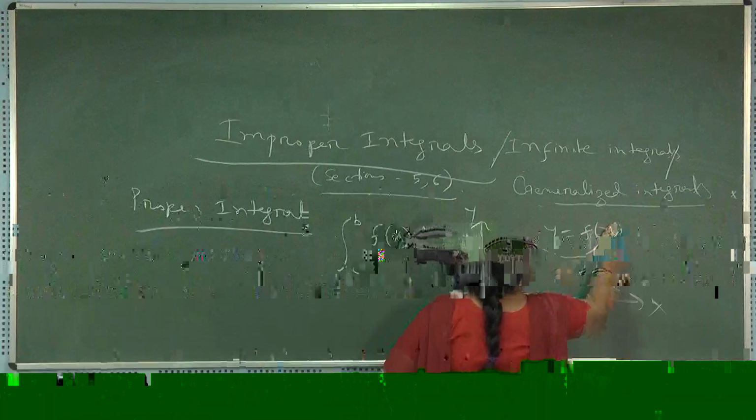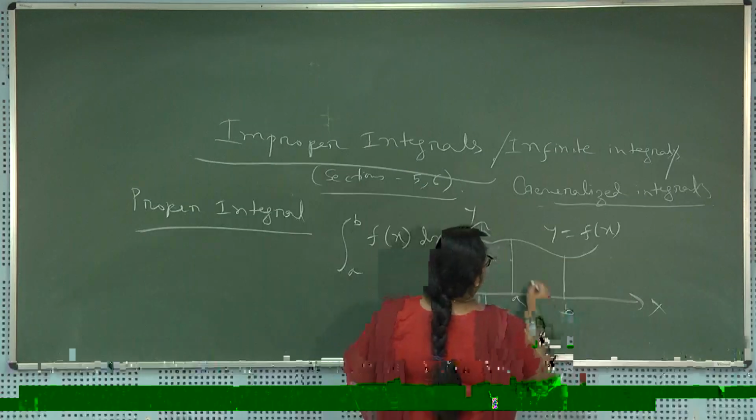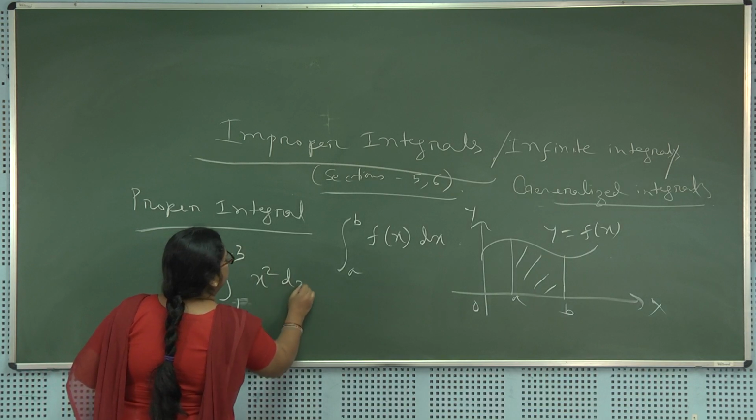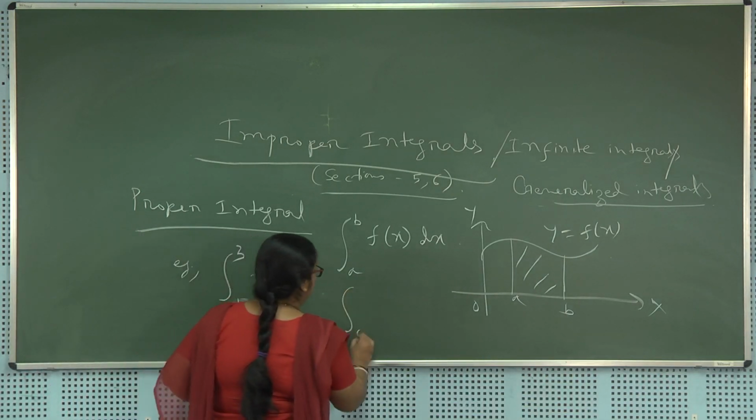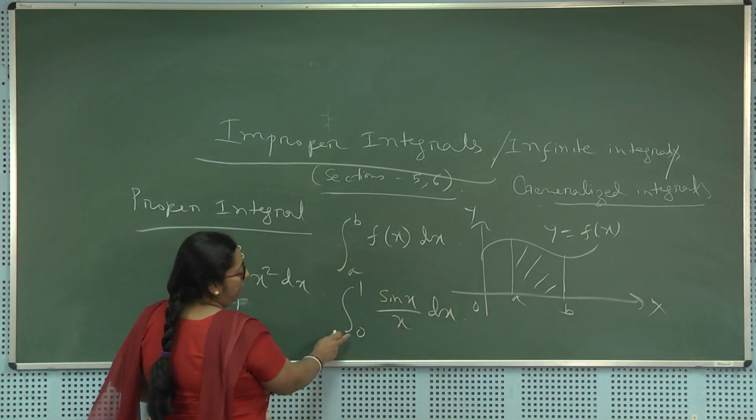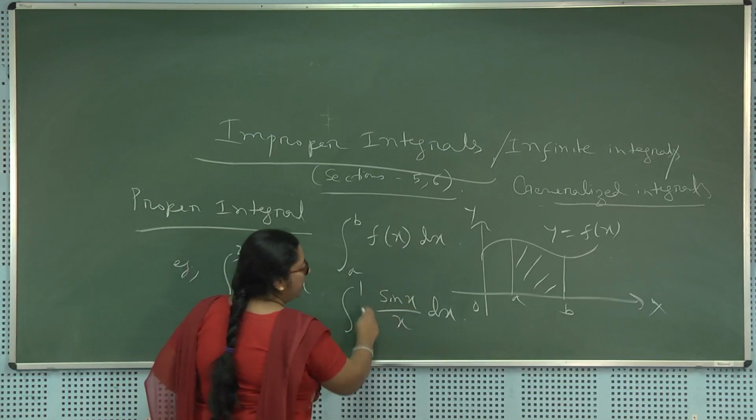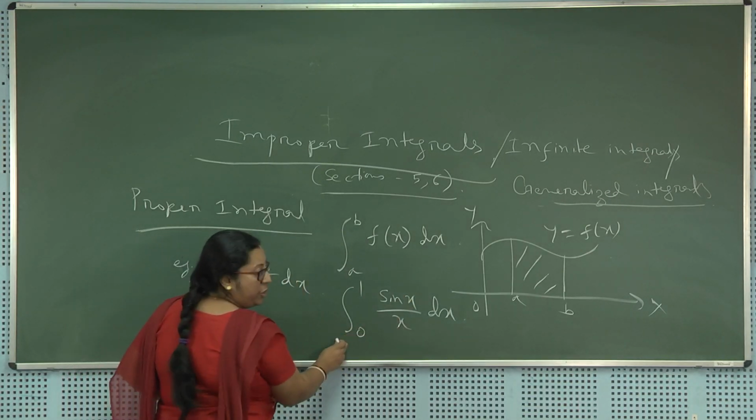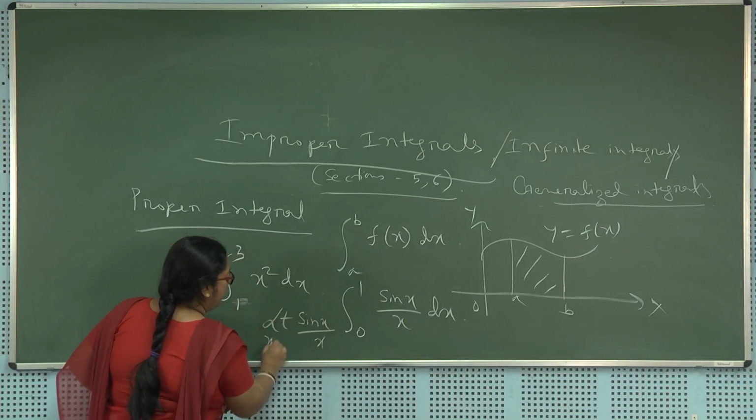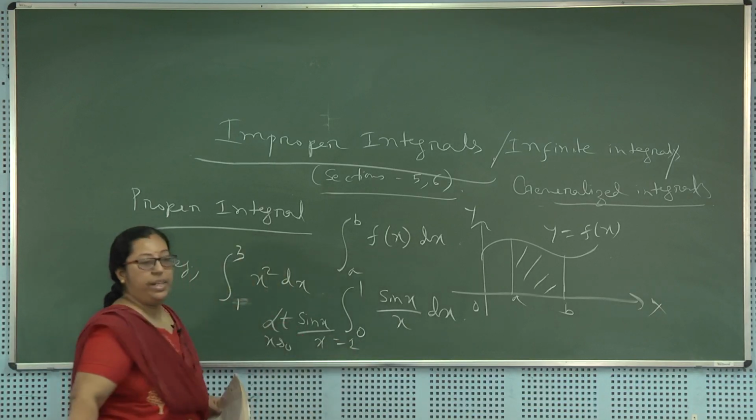For example, suppose we have a curve in the x o y plane, and suppose this is the curve y equal to f x, then this is your a, x equal to a, x equal to b. So, say integral 1 to 2 of x squared dx is a proper integral. Or say integral 0 to 1 of sin x upon x dx, this is a proper integral. How? Because the lower limit and upper limit are finite, and the function is bounded. It looks like 0 is a point of singularity, but it is not, because limit of sin x upon x as x tends to 0 is 1. So, that is why it is a proper integral.